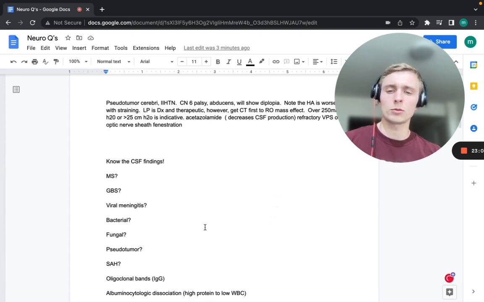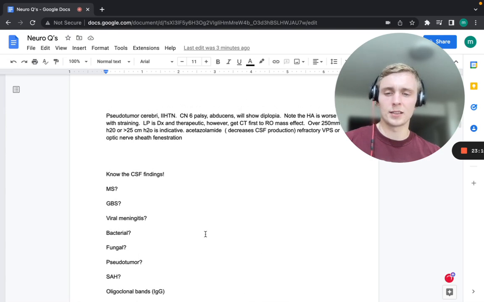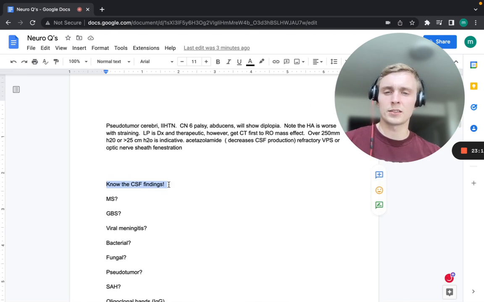Okay, so next we'll go over some CSF findings. So know these CSF findings. What would you find in multiple sclerosis? Can you name what you would find on CSF if you had a patient with multiple sclerosis? How about Guillain-Barré syndrome? What would you find in GBS on the CSF findings?